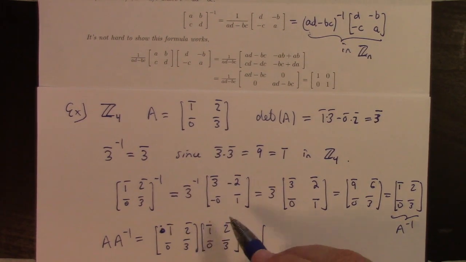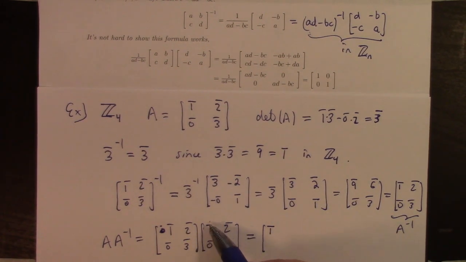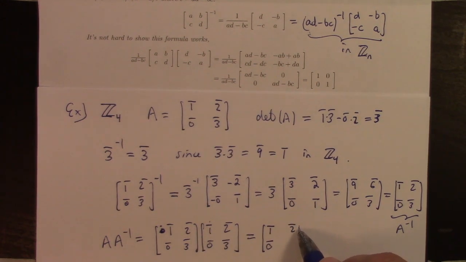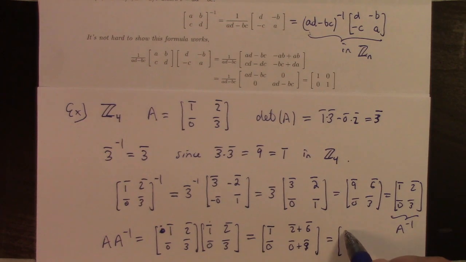So this times that gives me 1 bar. This times that gives me 0 bar. This times that gives me 1 bar times 2 bar plus 2 bar times 3 bar, so that's 2 bar plus 6 bar, which is 8 bar, which is 0 in Z4. Down here we've got 0 bar plus 3 bar times 3 bar, which is 9 bar, which is 1. So we have 1 bar, 0 bar, 0 bar, 1 bar.